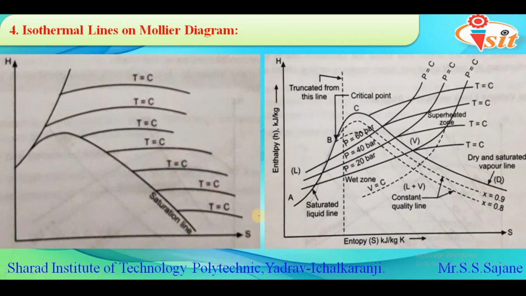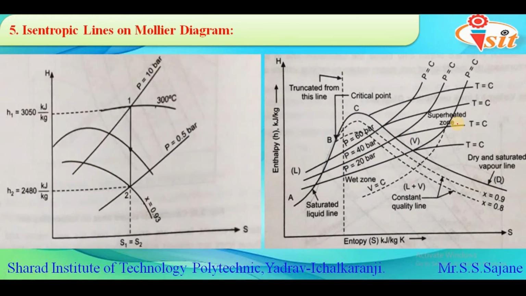After the isothermal lines, we have the isentropic lines on the Mollier diagram. Isentropic, we know, is nothing but constant entropy. So we can represent these lines exactly parallel to the y-axis. In this case the line 1 to 2 represents the isentropic line. If we consider the right hand side, that is the actual Mollier diagram, there is actually no isentropic line drawn in this case.